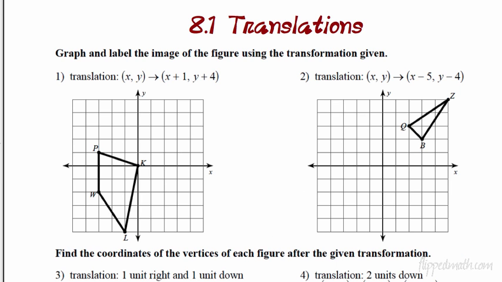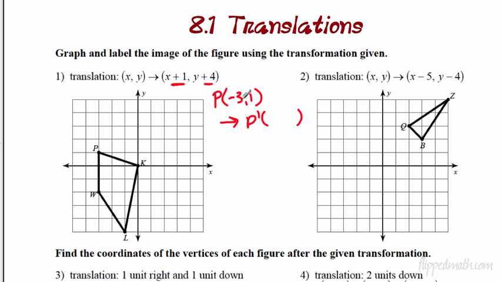So here's some examples. This is what it's going to look like on your test. Graph and label the image of the figure using the transformation given. I'm going to do it two different ways. First way is if you like rules and you like to write everything out. Let's take the point P, which is currently at negative 3, 1, and we want to map it to P prime. Our rule is you take x and you add 1, and you take y and you add 4.